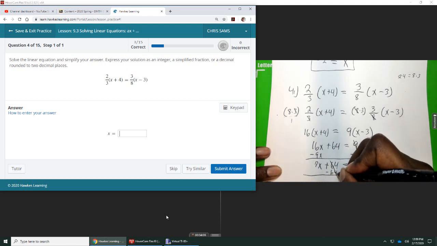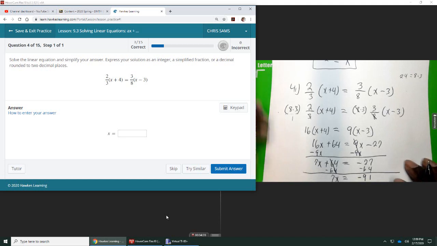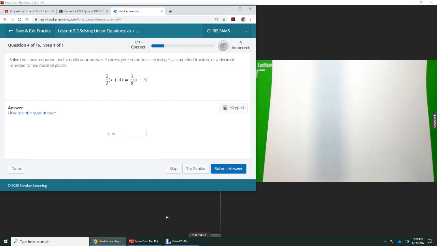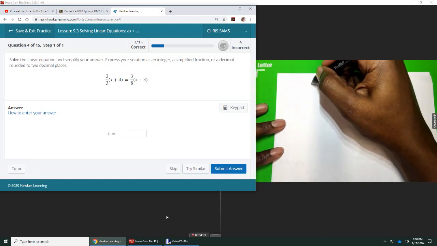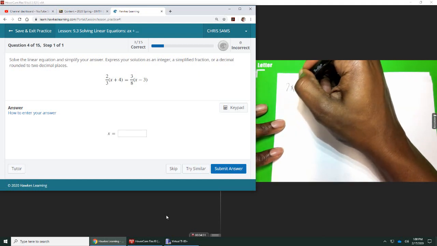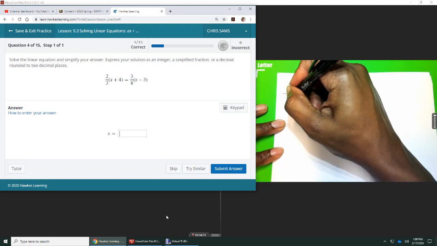So this goes to 0. Bring down 7x equals. Since both of these are negative, we're going to add them up. And it looks like we get negative 91, that is. Okay. And again, I'm out of room here. So we had 7x equals negative 91. And now we're going to divide by 7.